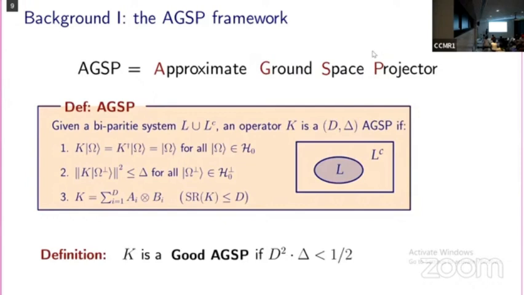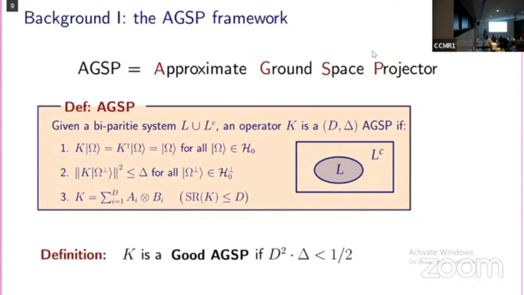But in turn, it might also have this structural property, which is that it does not create too much entanglement. I can write it as a sum of D product operators, and therefore the Schmidt rank of this operator is limited by D. And if I apply it on some state, it does not increase the entanglement by too much. Okay, and a good AGSP is an AGSP in which there is a favorable trade-off between these two quantities, so the product of D squared times delta is smaller than 1.